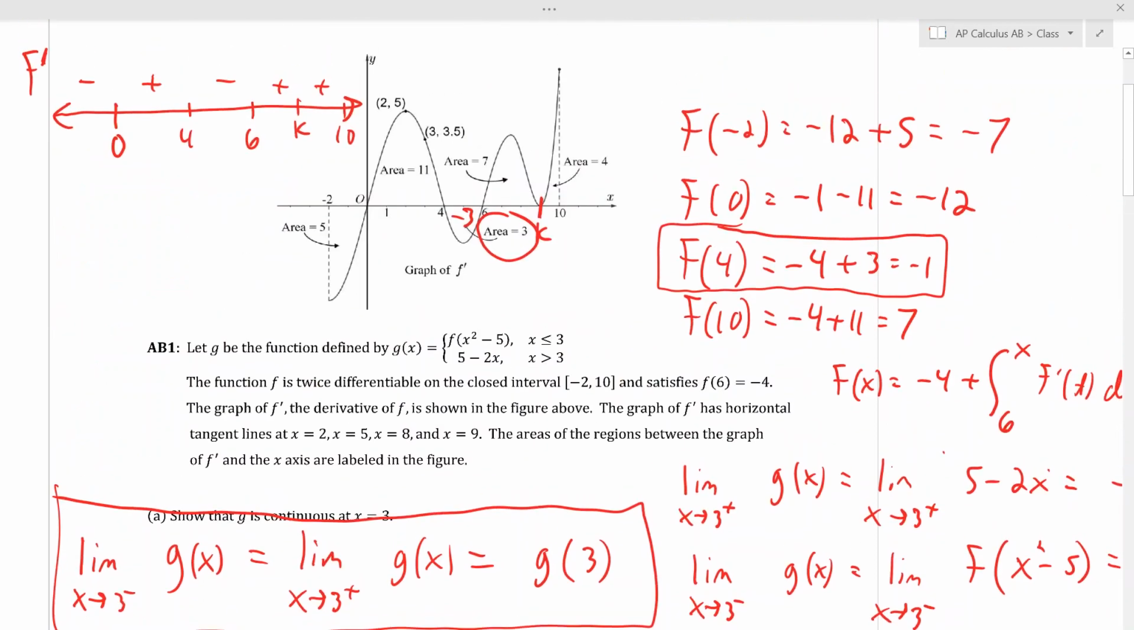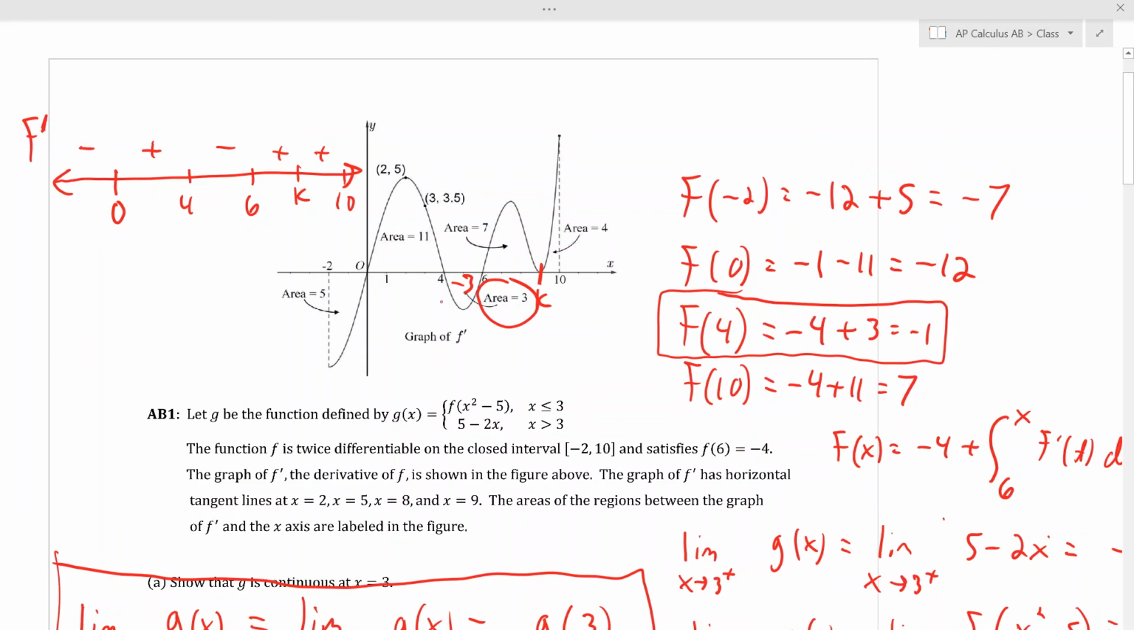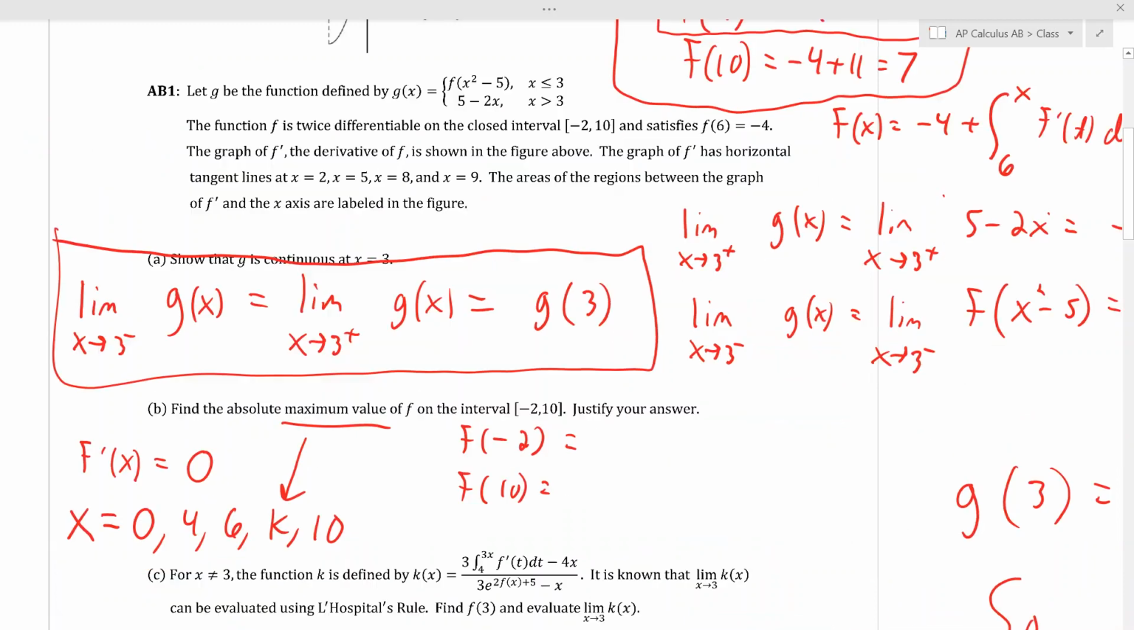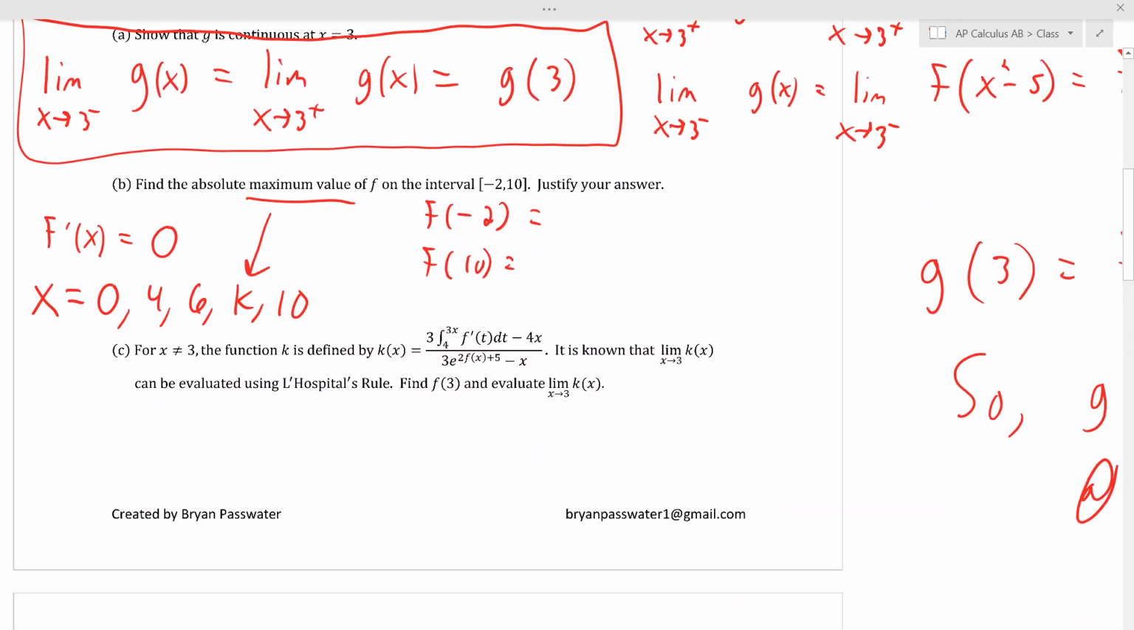So the only one I really need to check, and you see on our number line here, is 4, which could be a maximum. You can see that on the graph too, right there. So we got to check 4, and we got to check negative 2 and 10, which we already did up here. It wasn't hard to do. We just got to write out what we're doing in this question. This was all preemptive stuff that I was doing in my head. So we also have to check f of 4.